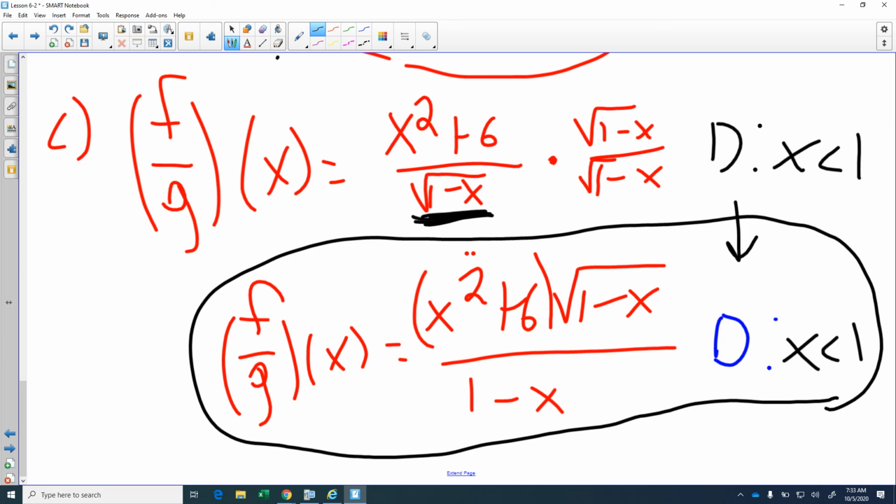Now, that's kind of the main idea of it, where I just have to actually work it out and try to show each of these values being added, subtracted, multiplied, or divided, and then state the domain based off the work that I went through. Okay.